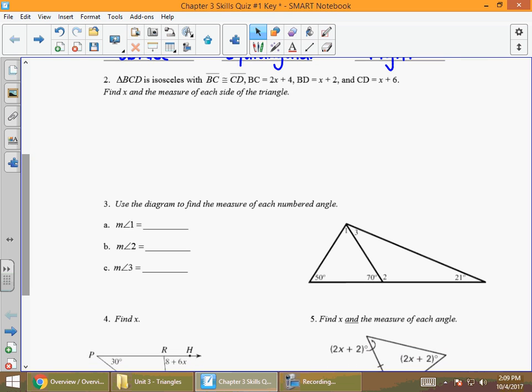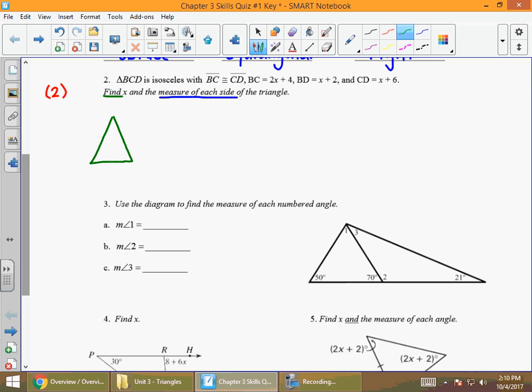All right, question number 2 was worth 2 points. And I actually have to do a couple of things. This says first find x. Then I have to find the measure of each side. So I'm going to find x first. It says triangle BCD is isosceles, with BC congruent to CD. So I'm going to draw a picture here. Here is BCD, and BC is congruent to CD.